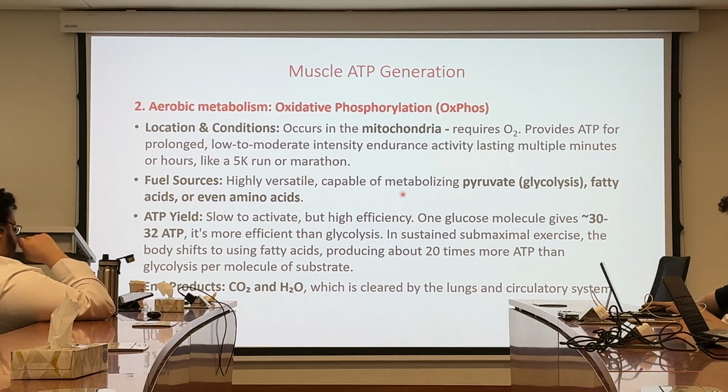Okay, so you can use pyruvate from anaerobic glycolysis. You can use fatty acids. The pyruvate, by the way, gets converted to lactate. Lactate now goes to the liver and gets reconverted to pyruvate and glucose and comes back to the muscle. You know that as Cori's cycle, C-O-R-I.